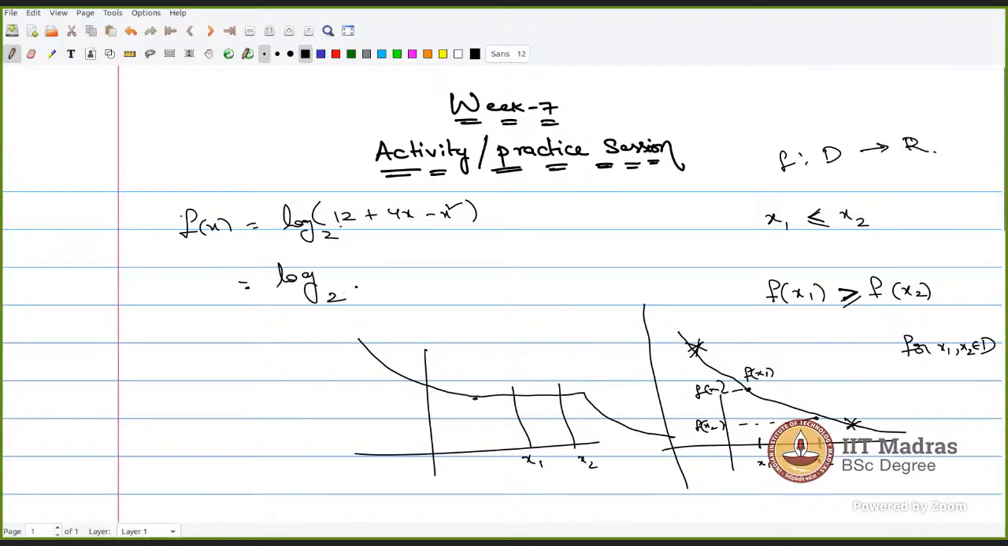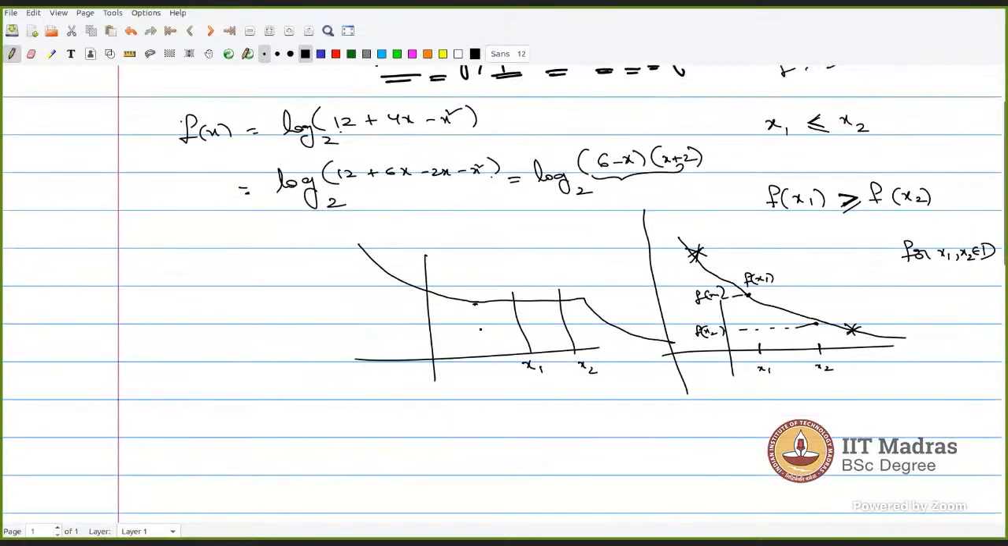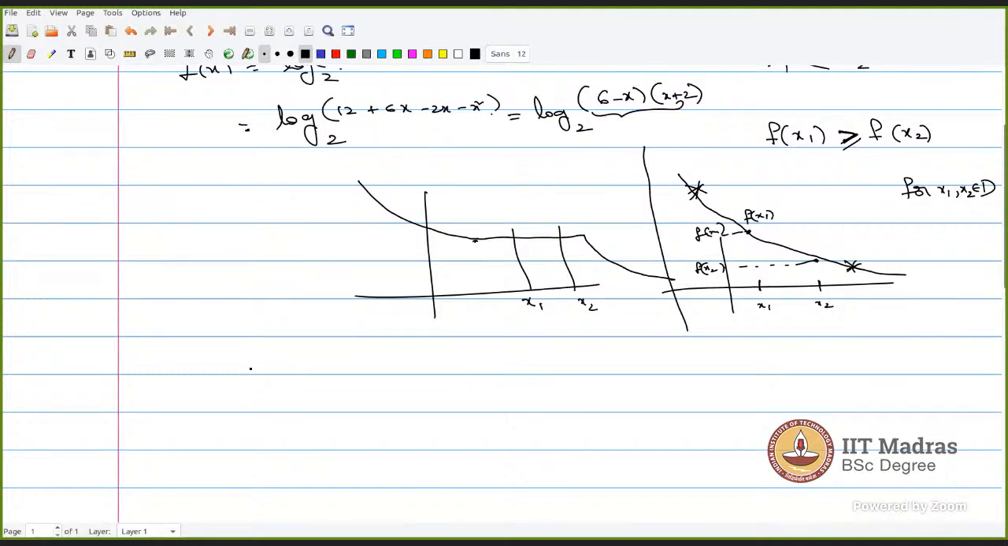Yes. Log base 2 of 12 plus 6x minus 2x minus x squared. Right? This should be positive. So if I factorize it, I will get (6 minus x) times (x plus 2). Now this should be greater than 0. Right? That is our domain. Now, when will (6 minus x) times (x plus 2) be greater than 0?